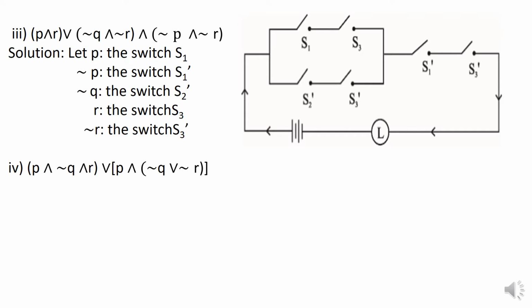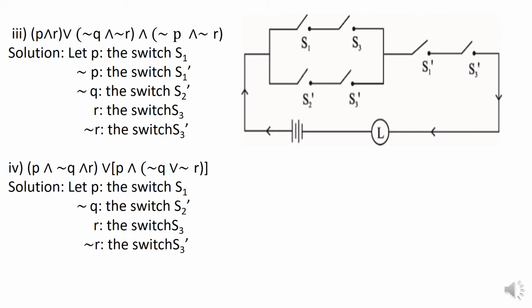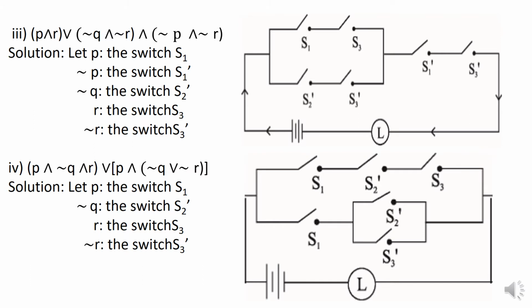The next question, (P and not Q and R) or (P and not Q) or not R. Thus, the circuit comes out this way. By studying the circuit diagrams and the given symbolic form for some time, the concept will easily come to your mind and you will be able to solve sums in no time at all.